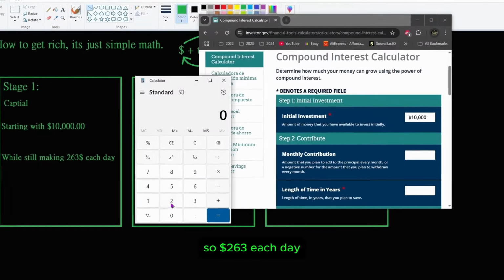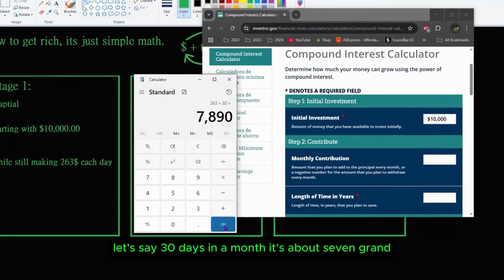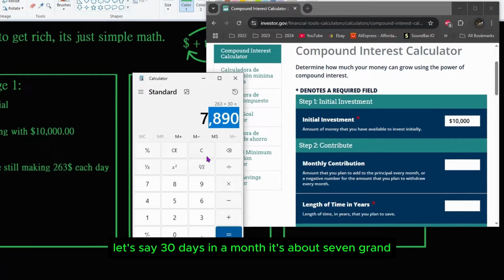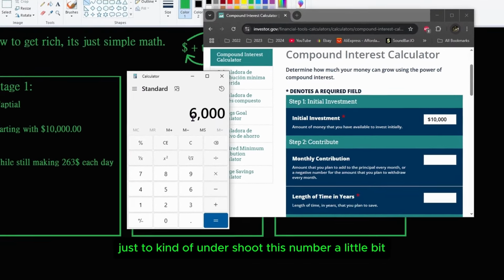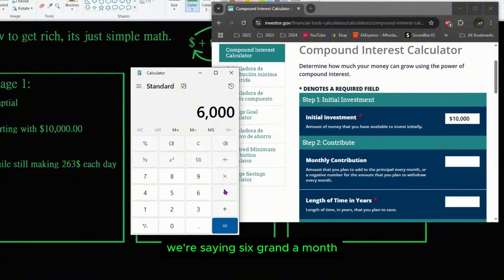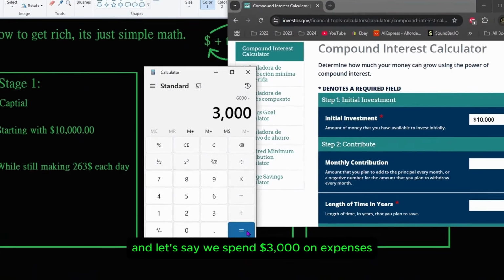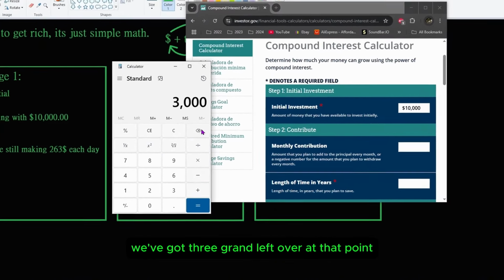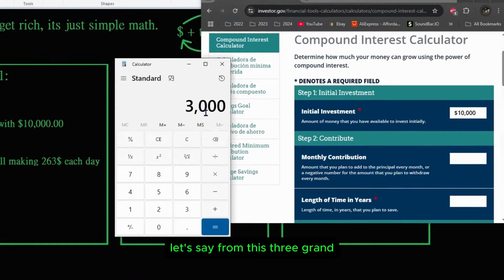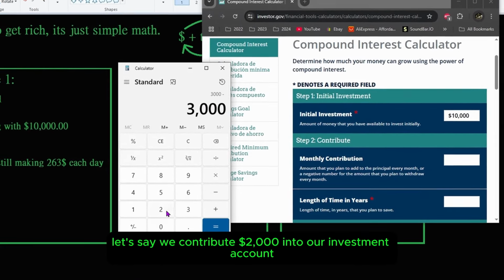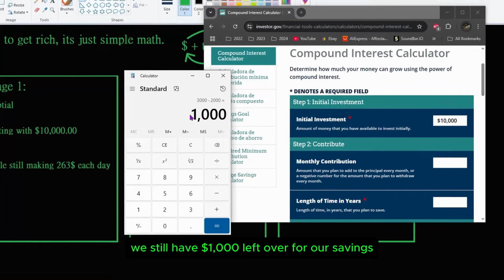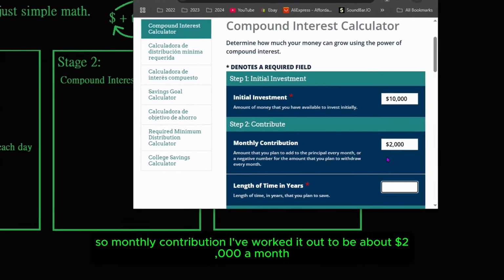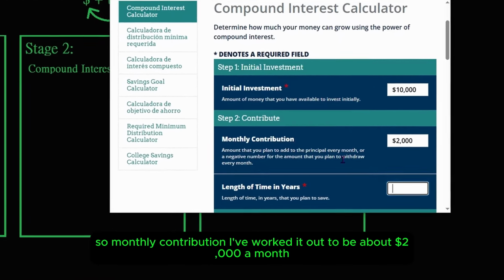So $263 each day, let's say 30 days in a month, it's about $7,000, but this can fluctuate a little bit. So we're going to minus $1,500 just to kind of undershoot this number a little bit. We're saying $6,000 a month. And let's say we spend $3,000 on expenses. We've got $3,000 left over at that point. Let's say from this $3,000, we contribute $2,000 into our investment account. We still have $1,000 left over for our savings. So monthly contribution, I've worked it out to be about $2,000 a month.